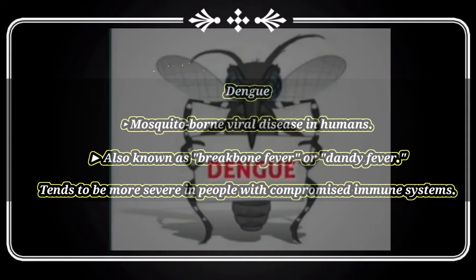It can affect anyone, but it tends to be more severe in people with compromised immune systems. Dengue goes by other names also, including breakbone fever or dandy fever. Victims of dengue have contortions due to the intense pain in their joints, muscles, and bones, hence the name breakbone fever.